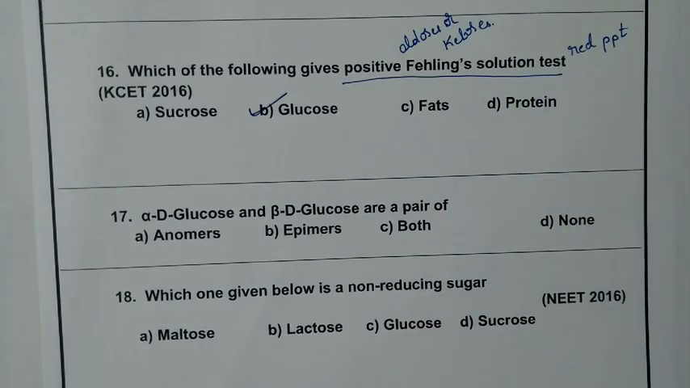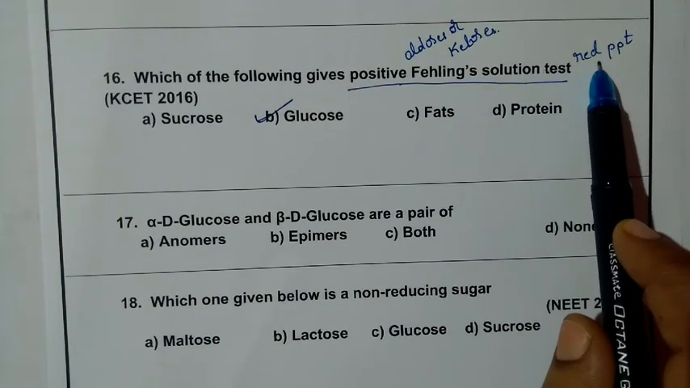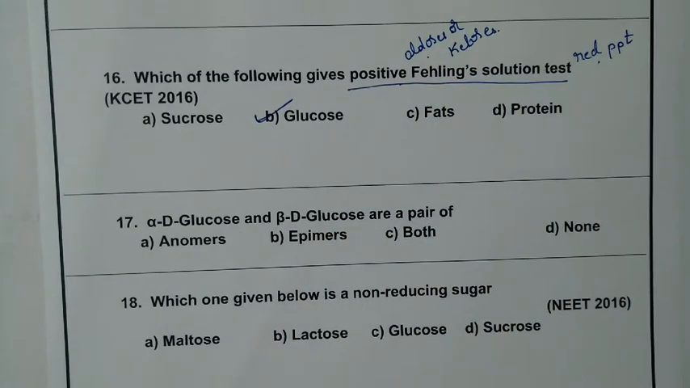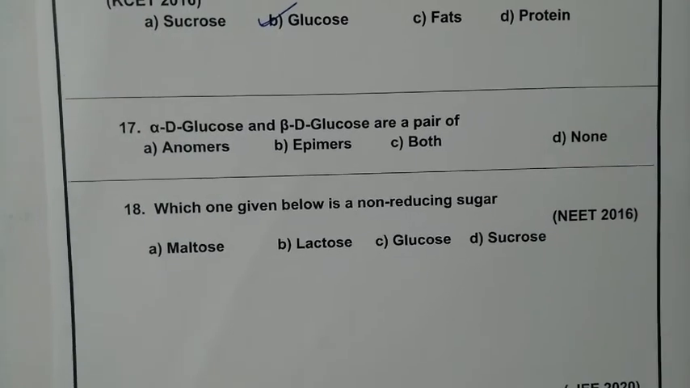What is this test? After two or three questions, we'll study in detail what the Tollens reagent test is, what Fehling's test is, and how it forms a red precipitate, as well as Benedict's test. Remember, a positive Fehling's solution test means the product should be a red precipitate, and it is given only by aldoses or ketoses, that is, an aldehydic group or ketonic group should be present, especially an aldehydic group.